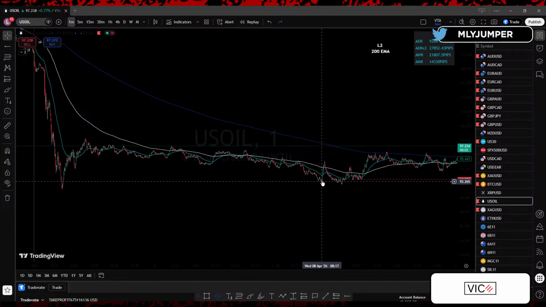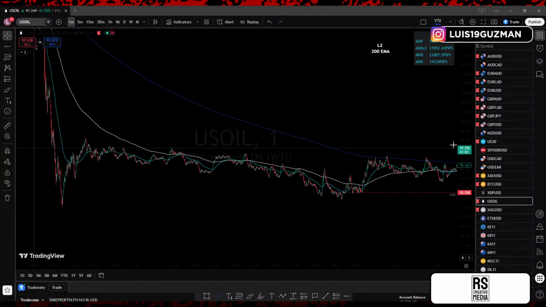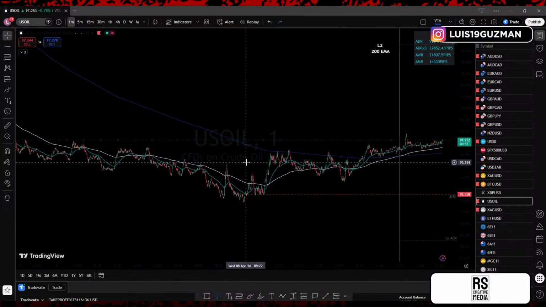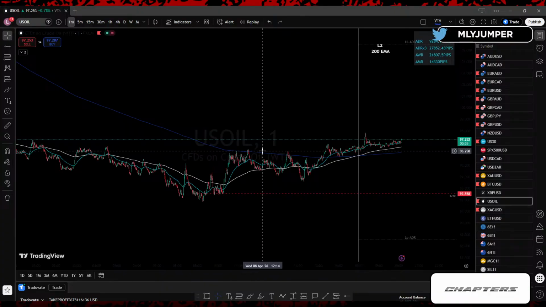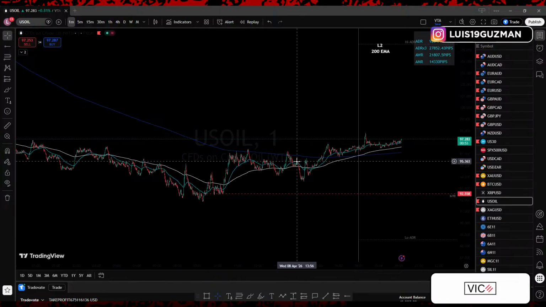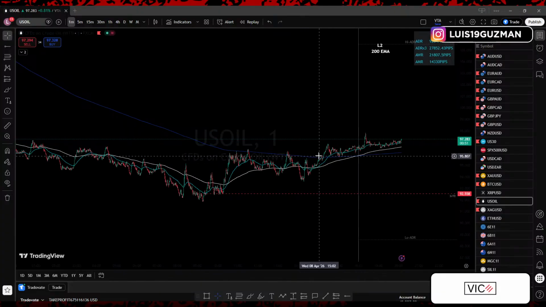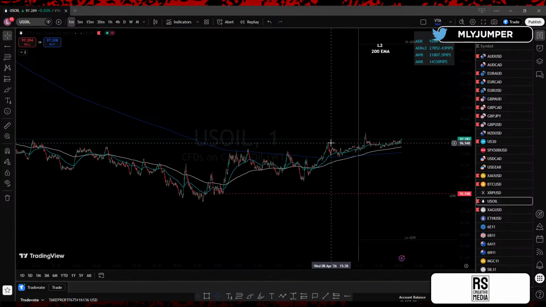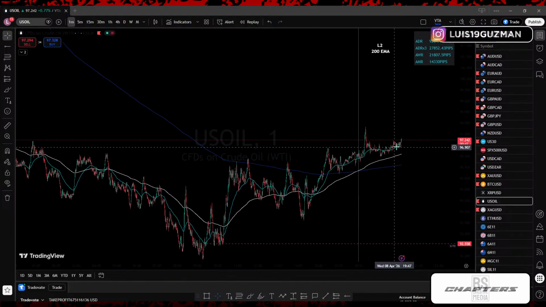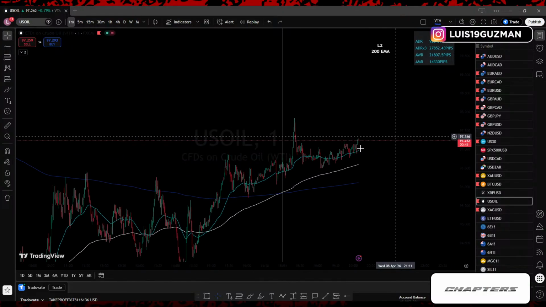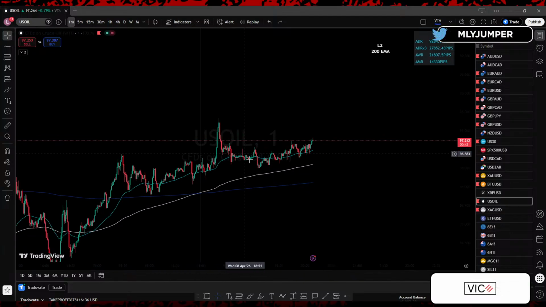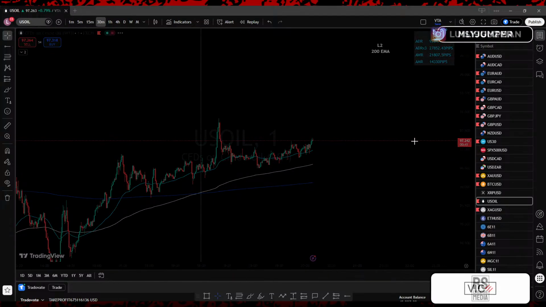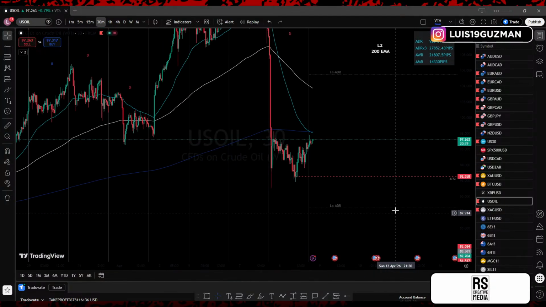Right, low, lower, high, lower, low, higher, high, lower, low. Then price gave us higher, high, change of character. Then it gave us low, lower, high, lower, low, high, lower, low. Then price gave us a change of character, higher, high, higher, low. Then gave us a higher, high again, break of structure, higher, low. So we'll be patient with oil.